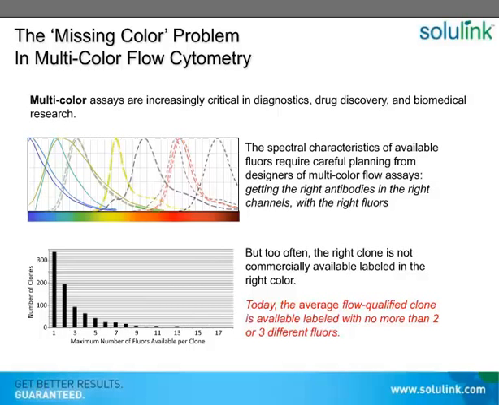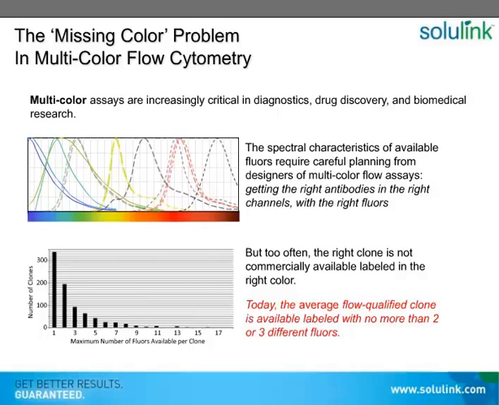And this just shows that the typical clone available, a flow cytometry qualified clone, is really only available in 2 or 3 different colors, labeled with 2 or 3 different fluorophores from any one company. And that's true actually across the industry. There are very few antibody clones available in, say, 10, 11, or 12 different colors, many that are only available in 1 or 2. 3 seems to be about the average for the industry.